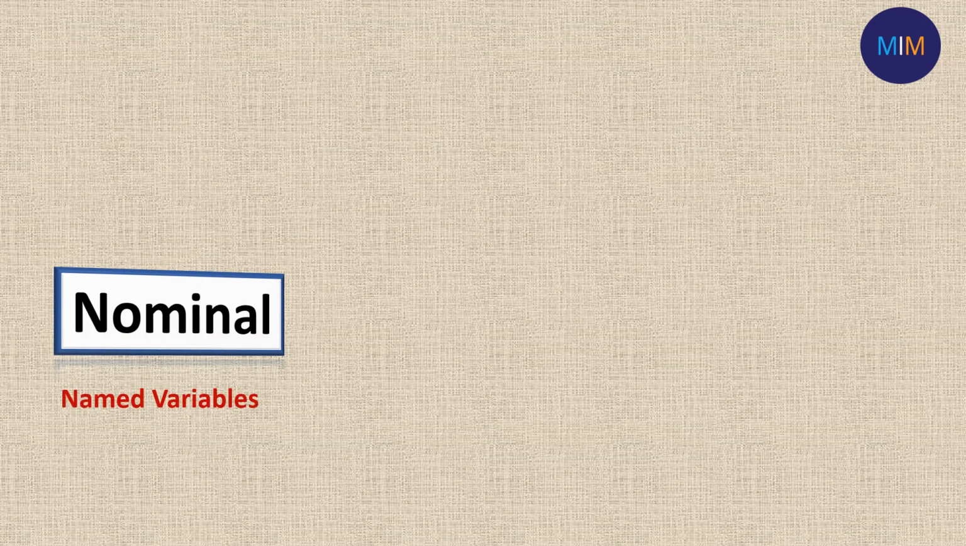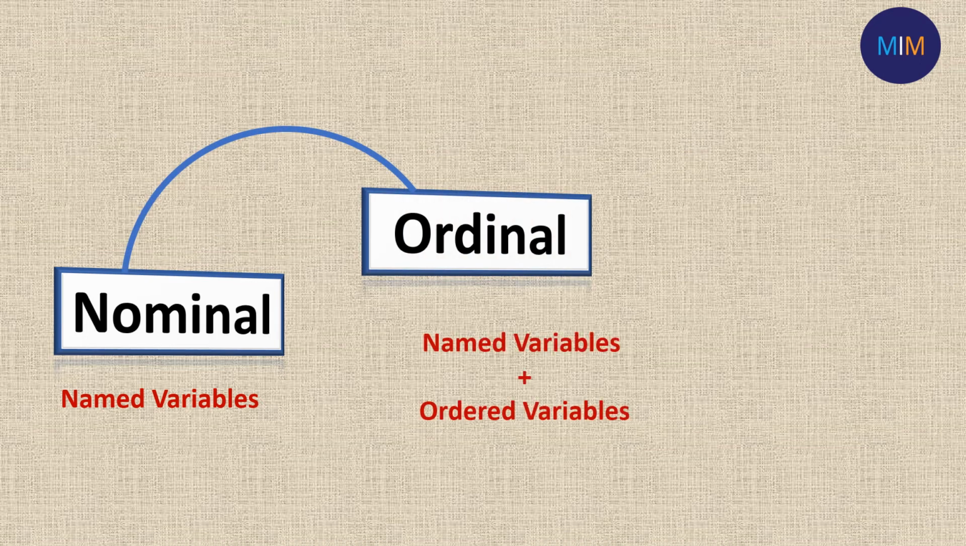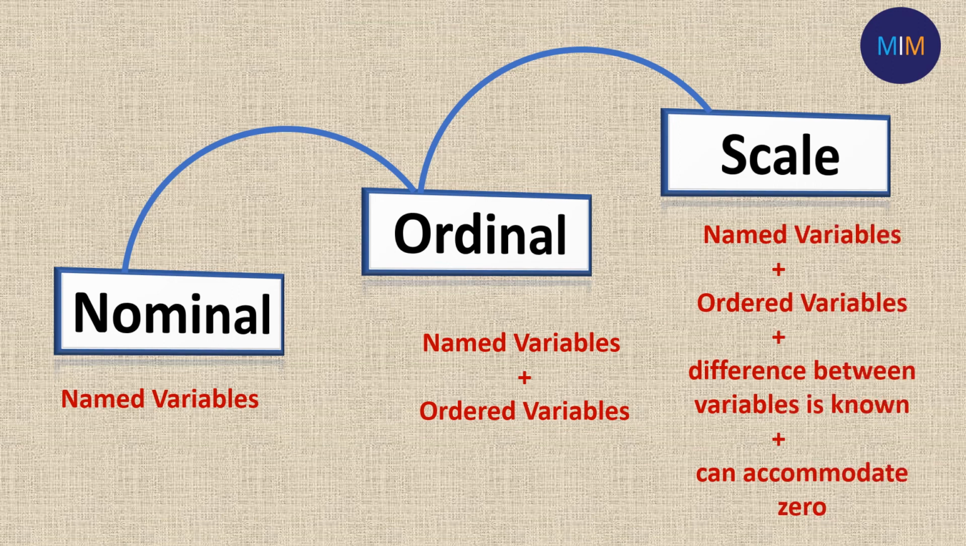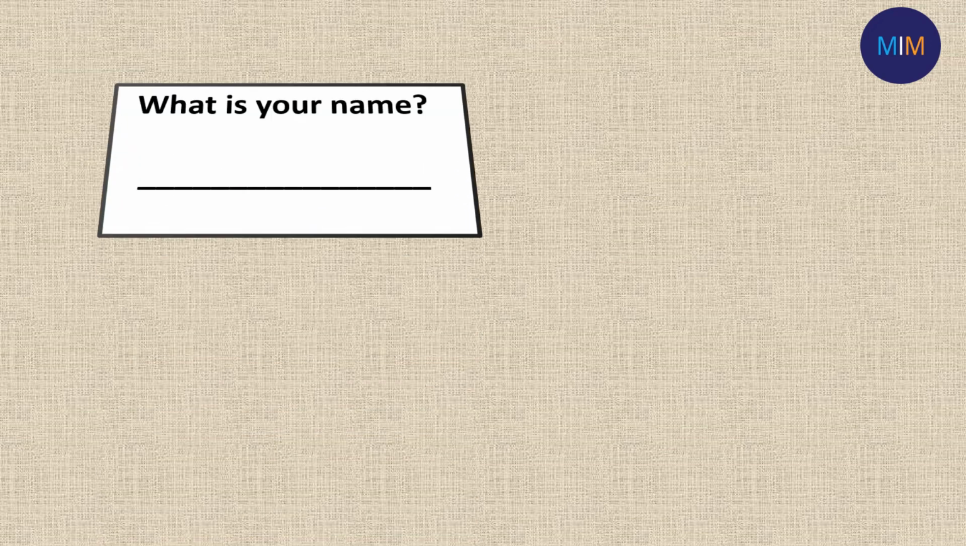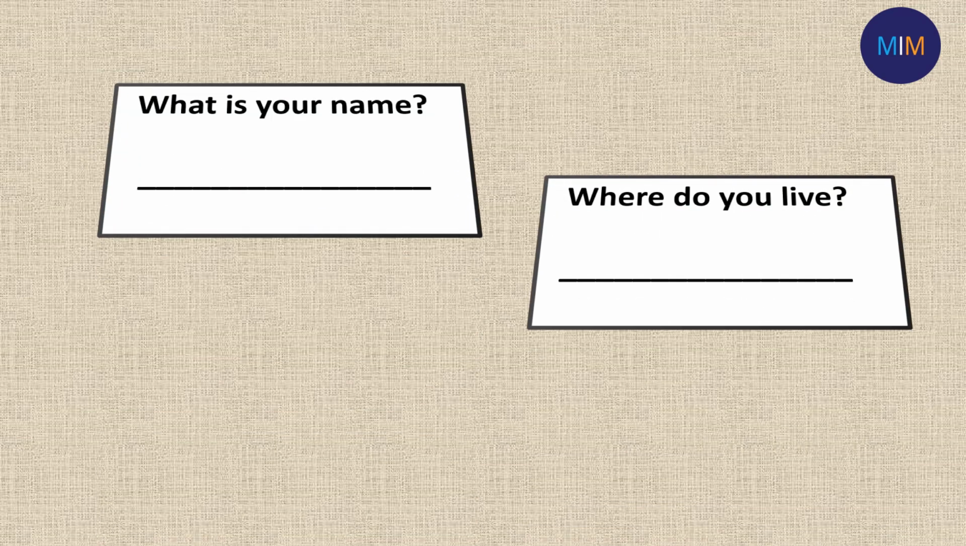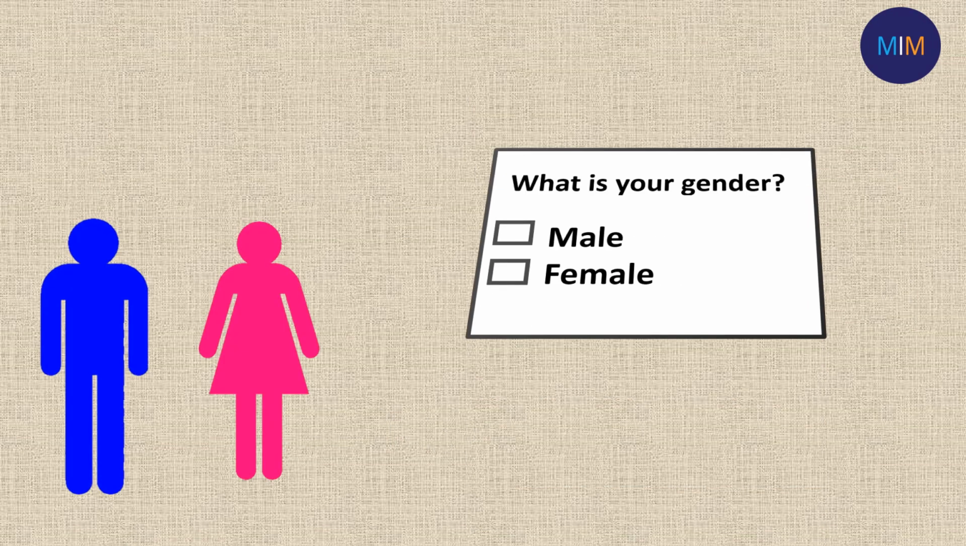Now let's review. Nominal scale is a naming scale, where variables are simply named or labeled, with no specific order. Ordinal scale has all its variables in a specific order, beyond just naming them. Scale offers labels, order, as well as a specific interval between each of its variable options. In addition to that, it can also accommodate the value of 0 on any of its variables. For a question such as, what is your name? Where do you live? This type of data is nominal. What is your gender? Male or female? The data that you get is in string form, so this type of data is nominal.